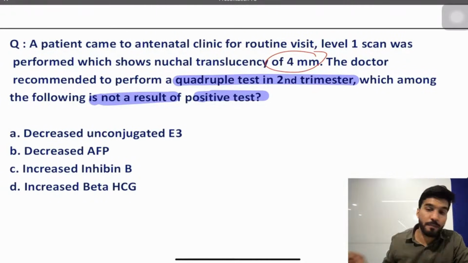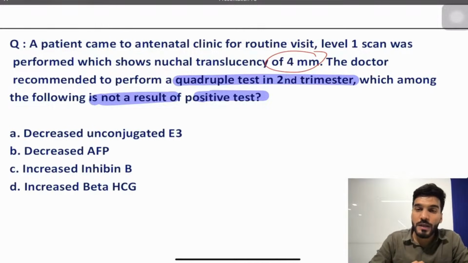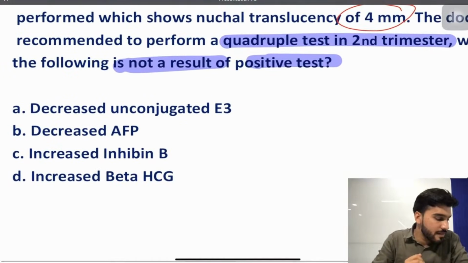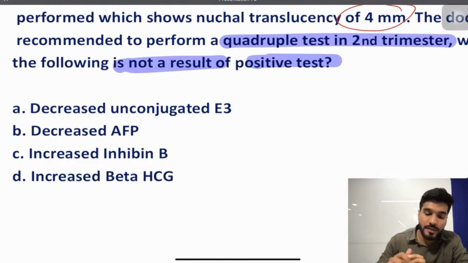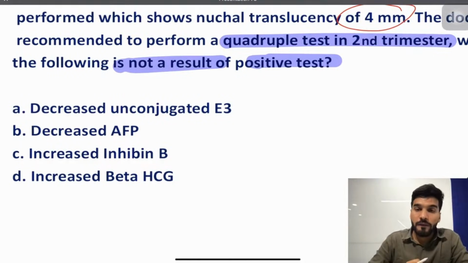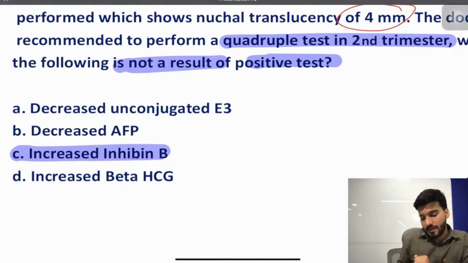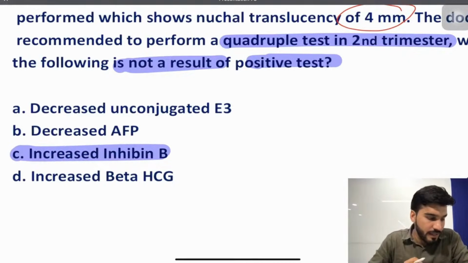We just discussed what the components of a triple test and of a quadruple test are. So triple में क्या क्या आती है? 3 चीज़ें: beta HCG, alpha fetoprotein plus estriol, and quadruple में triple plus inhibin A. So which of the following will not be a result? What will be your answer? Sir, the answer is going to be inhibin B, because inhibin A is seen. So you have E3, AFP, HCG and inhibin A rather than inhibin B. Is that clear? So this is the answer.